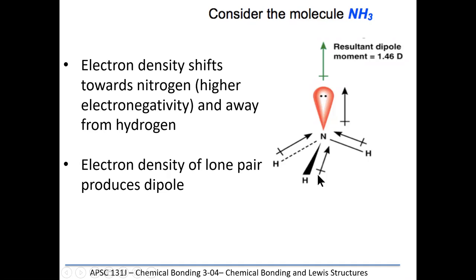Again, it's this extra electron pair that creates the polarity. If I take off this electron pair, it's going to be trigonal planar shaped. And in that case, if it's trigonal planar, the forces would balance themselves out. That lone pair of electrons that's unshared creates the polar molecule.